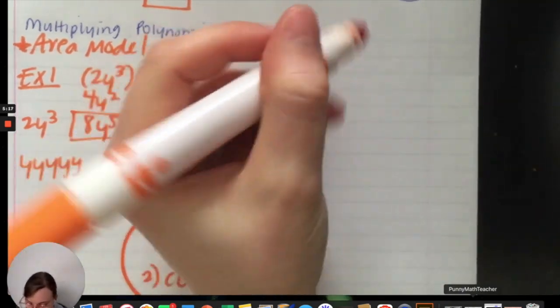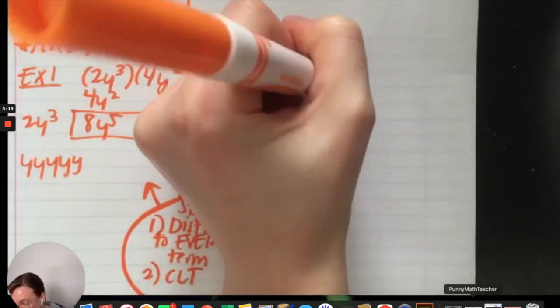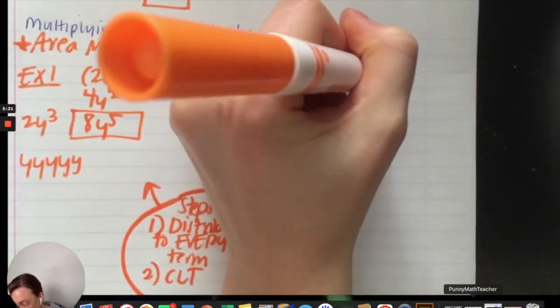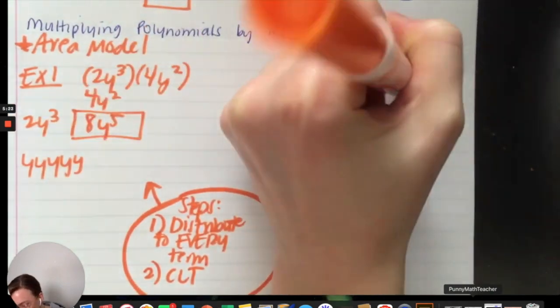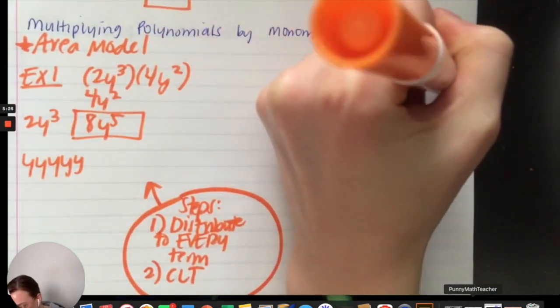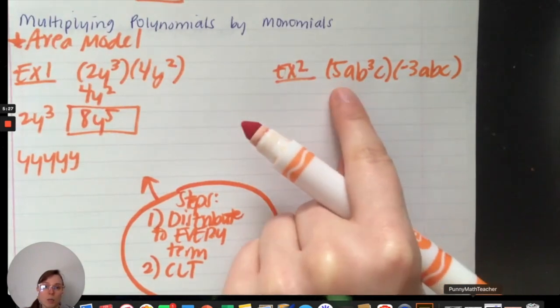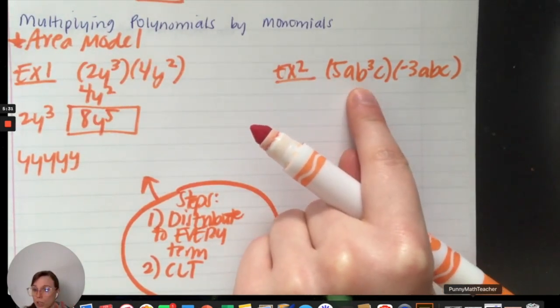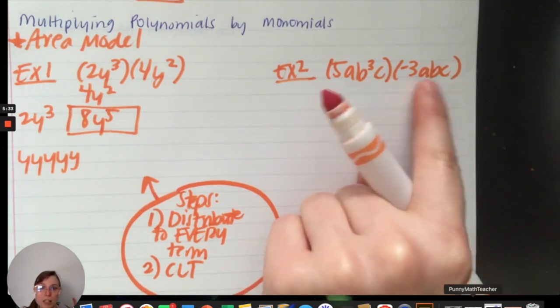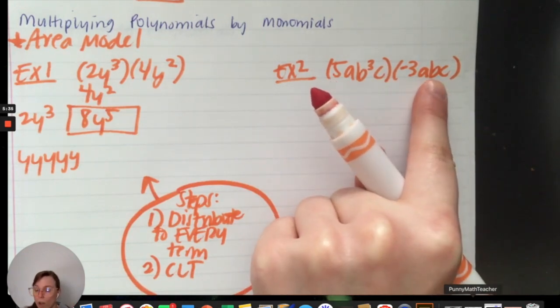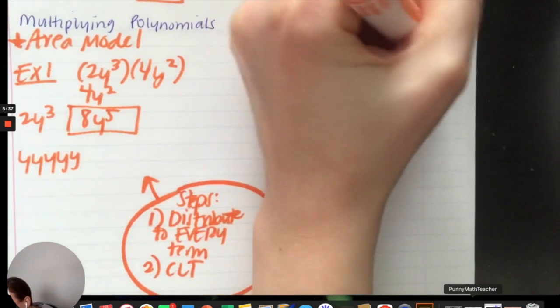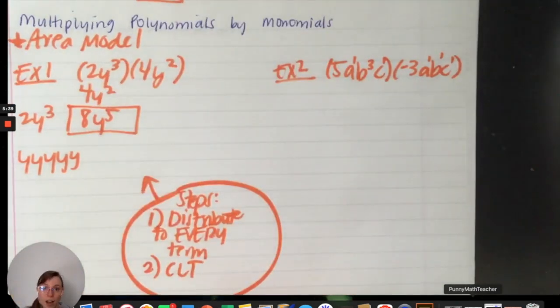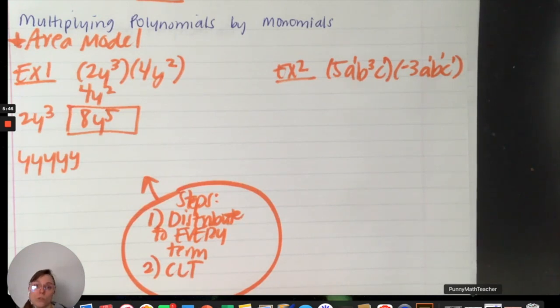So, for example 2, this is another monomial, 5ab cubed c times negative 3abc. So notice the exponent on a is a 1, because we don't see it, it has to be a 1. B is a 3, C's exponent's a 1. A, B, and C all have exponents of 1 as well. If you want to go back through and write those ones down so you actually see them, please do. If it doesn't help you, don't do it. If it helps you, do it.